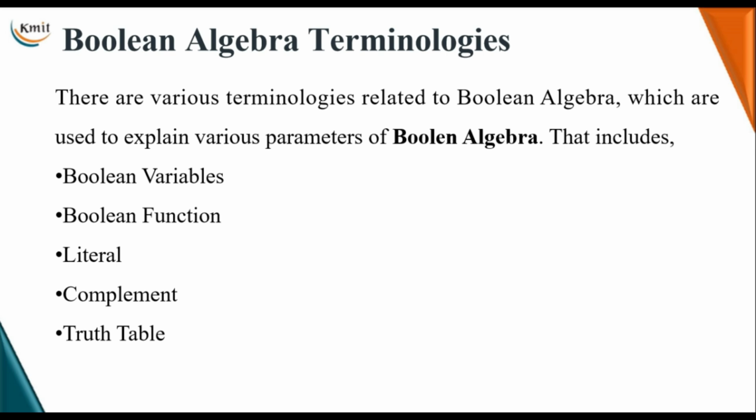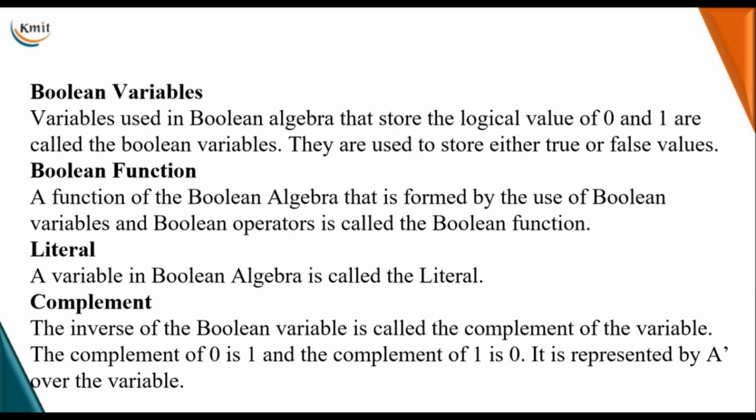Now there are various terminologies that we can use in Boolean algebra, and using various parameters we will define Boolean algebra, which includes Boolean variables, Boolean functions, literals, complements, as well as the truth table. So what is meant by a Boolean variable? A variable used in Boolean algebra which can store a logical value of 0 or a logical value of 1 is called a Boolean variable, and it is used to store either a true value or a false value.